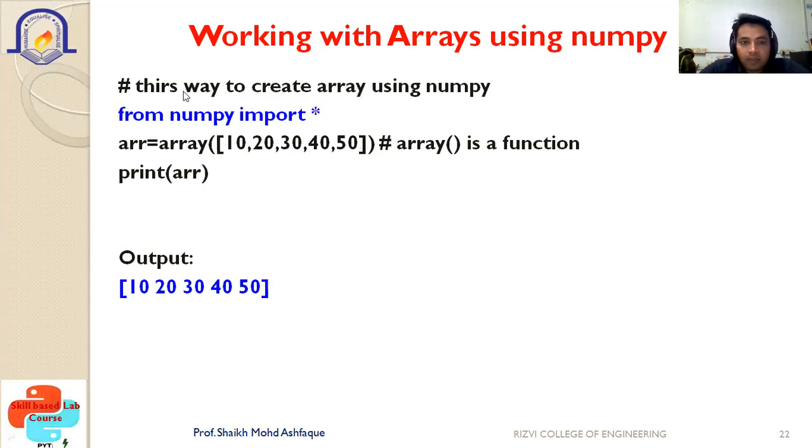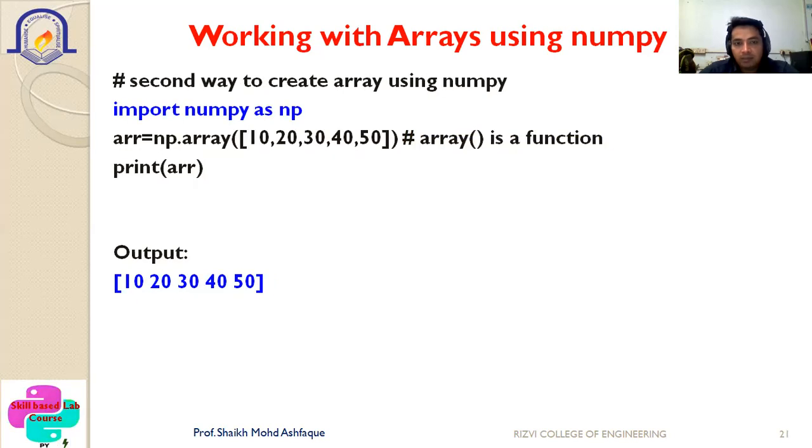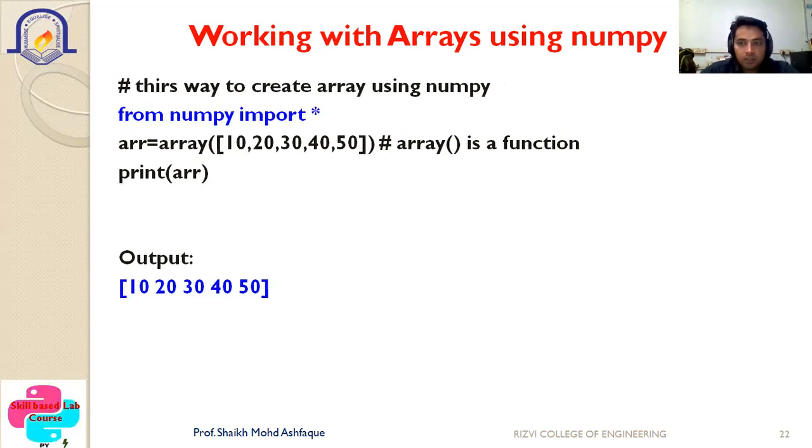Then the third way is from numpy import star. There is no need to use numpy or the reference defined as np. We can write arr equal to array, then 10, 20, 30, 40, and 50, and then print arr. Basically, it will print your entire array. So here we have understood how to import these packages in three different ways: import numpy, then import numpy as np, then from numpy import star.